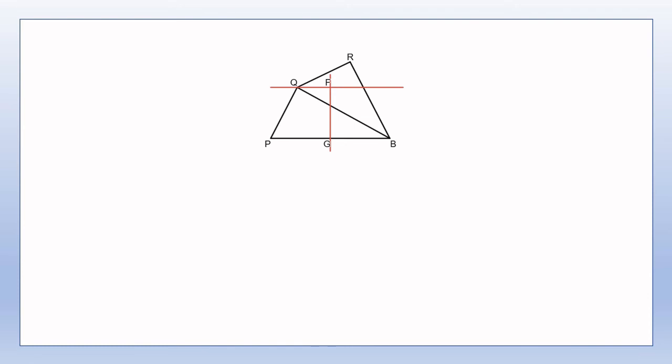And using the same proposition, we can draw a line through B parallel to FG and meeting the line QF in E. Quadrilateral BEFG is of course a rectangle and moreover, it has the same area as the triangle PQB.